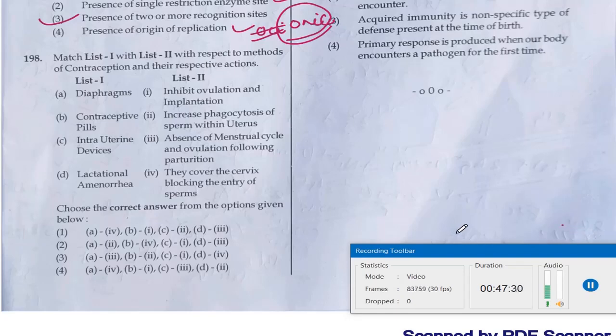Okay, so coming to question number 198. So diaphragm, they cover the cervix, blocking the entry of the sperm. Then contraceptive pills will inhibit ovulation and implantation. Intrauterine device, IUD, is for increased phagocytosis of sperm within the uterus. And lactational amenorrhea will be absence of your menstrual cycle and ovulation following parturition. So option 1 will be the correct one.